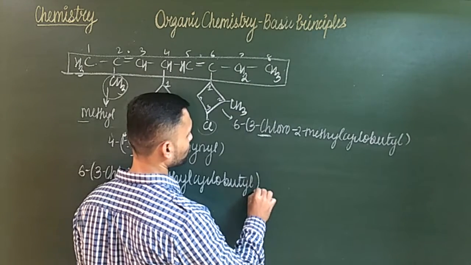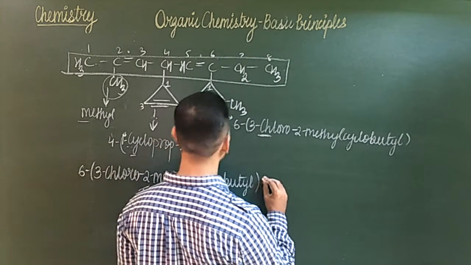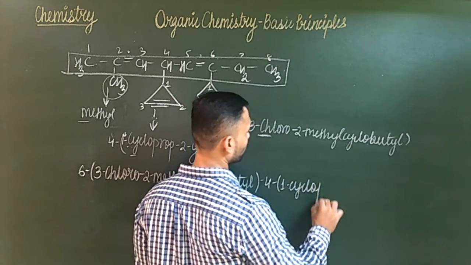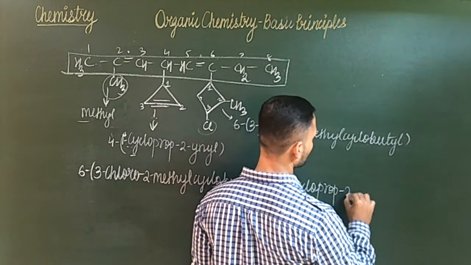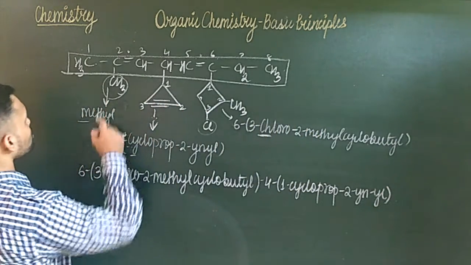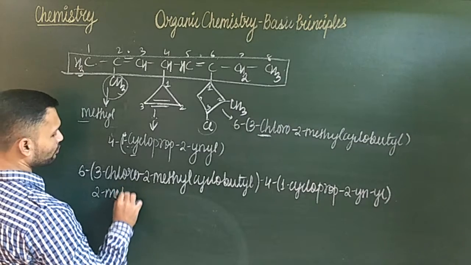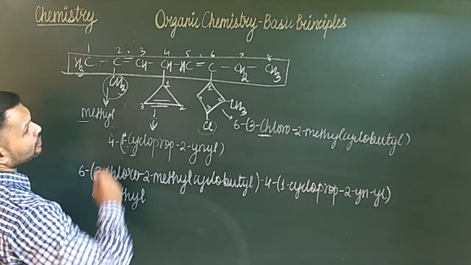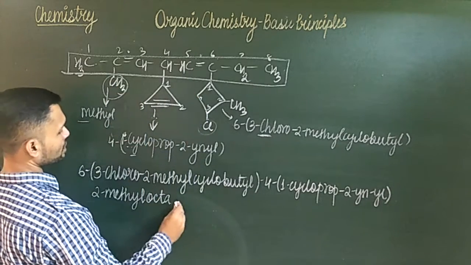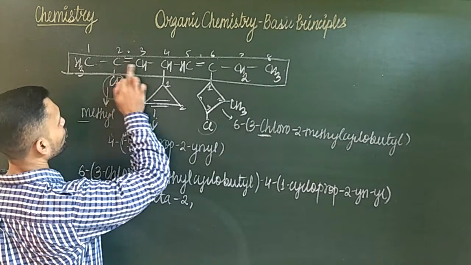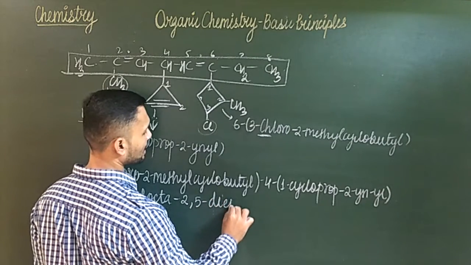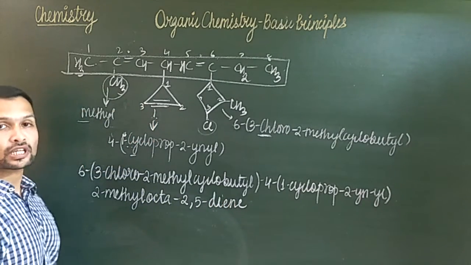This should be one of the substituents. The other substituent will be this, which is named as 4 bracket 1 cycloprop 2-ynyl. Okay? Then comes this one, which is 2 methyl. Then you have the longest chain of oct, so that will be octa because it has 2 double bonds, and those 2 double bonds are between 2 and 3. So I have taken 2, 5 and 6. I am taking 5. So that will go as diene. So ये छोटा सा नाम है.